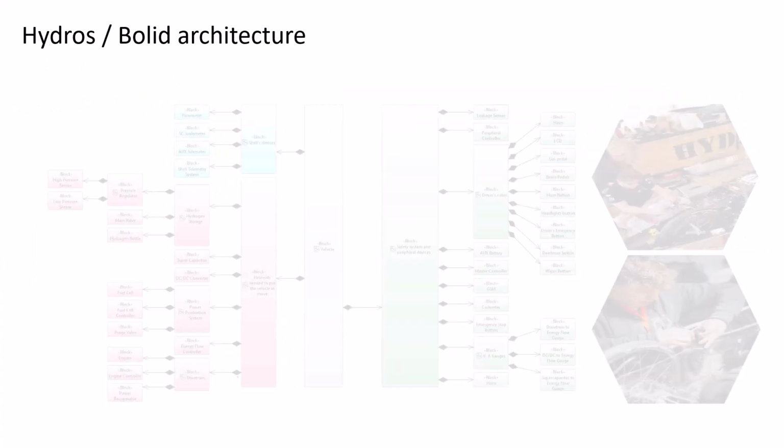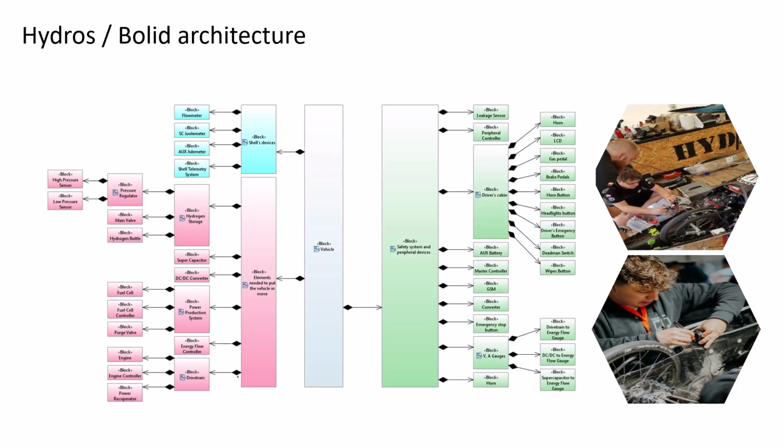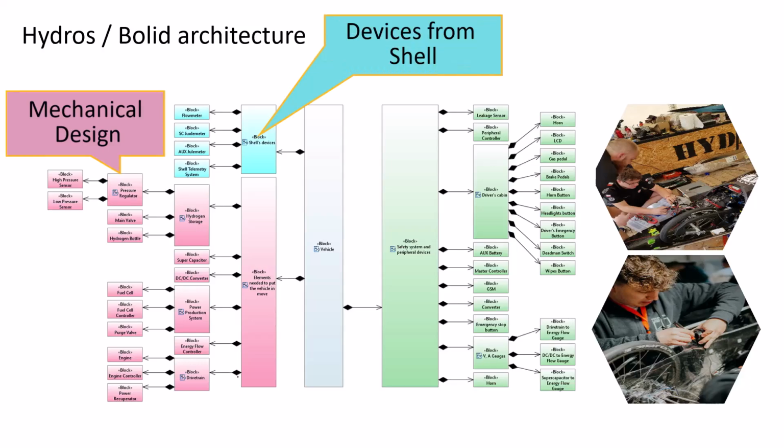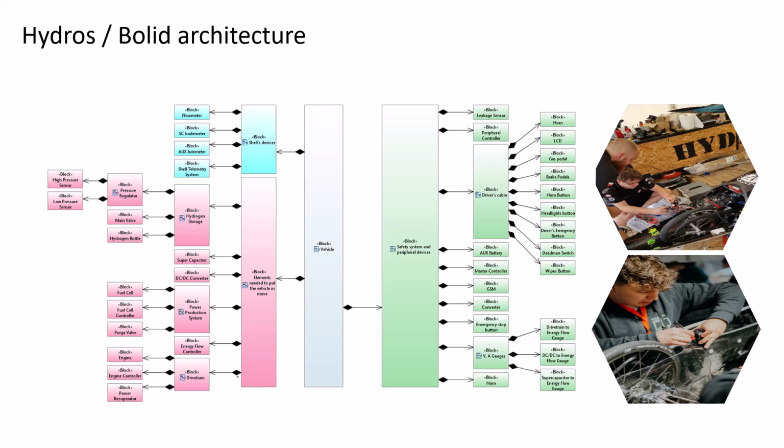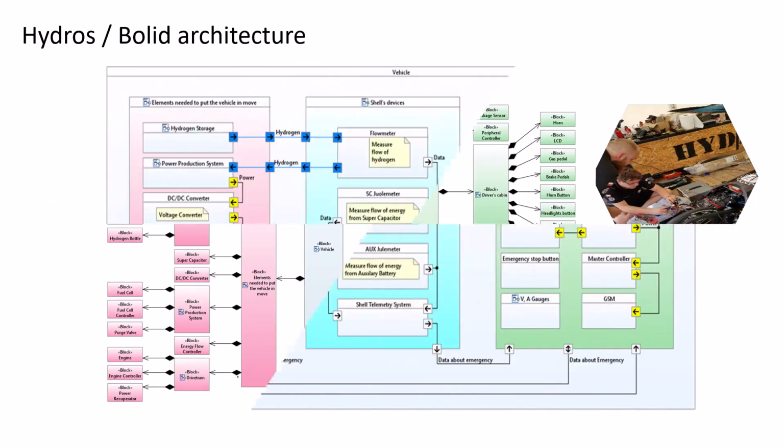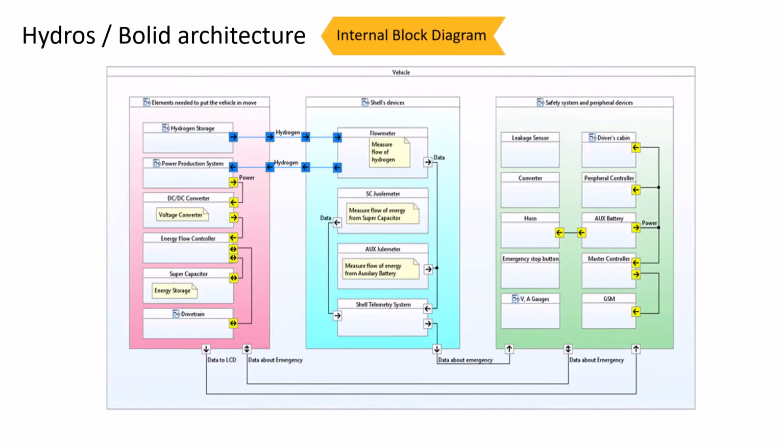Here is the functional diagram, which is divided into three parts by color. The pink part is the mechanical design of our car. The blue part is devices from Shell, our competition organizer, and the green part is about the safety system. They gather all the information that is needed in the system, or the functions that you see in the previous slide. So this is not only one action, but it is divided into three subsystems. The same can be seen here in the internal block diagram.